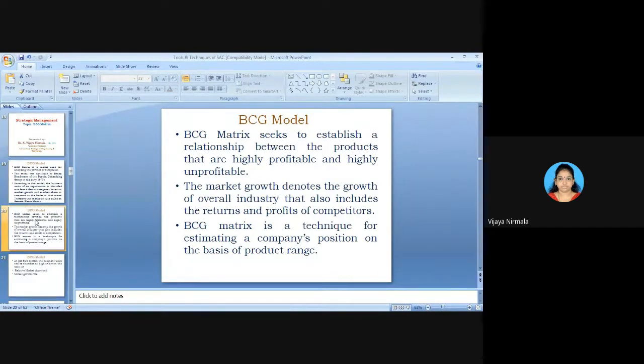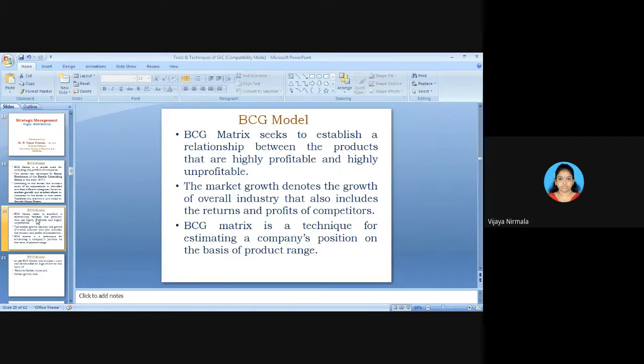Now you have to see what is market growth. Now we are discussing in the BCG matrix that it will denote with the help of market growth and market share, right? So the market growth, that one we need to keep in mind. Market growth here means it denotes the growth of the overall industry. Okay, and also it includes the returns and the profits of the competitors.